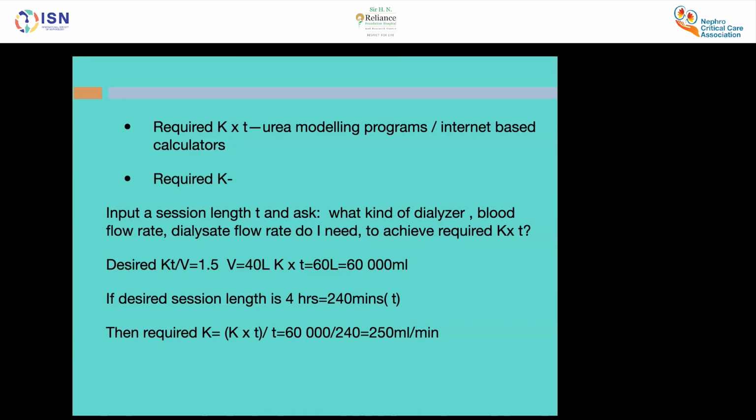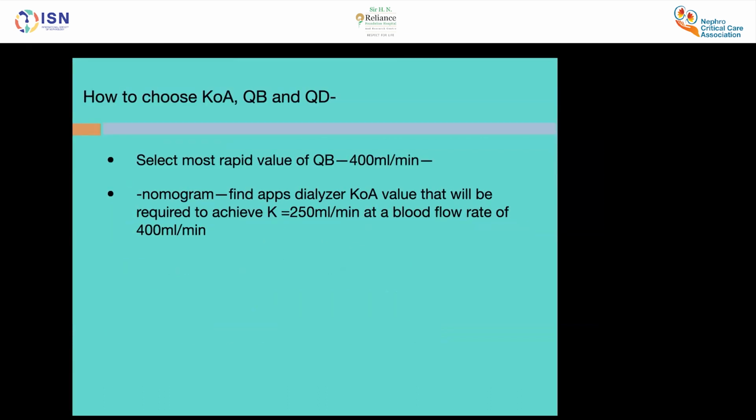So if we are deciding the Kt/V of 1.5 with a volume of 40 liters, then Kt will be 60,000 ml. And if the desired session is about 4 hours, that is 240 minutes, then the required K will be Kt divided by T, that is around 250 ml per minute. The blood flow, dialysate flow, and coefficient of the dialyzer efficiency can be calculated with the nomogram. There are apps which give the dialyzer clearance value that will be required to achieve the dialysis clearance of 250 ml per minute at a blood flow rate of 400 ml per minute.